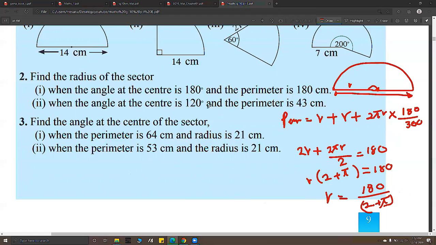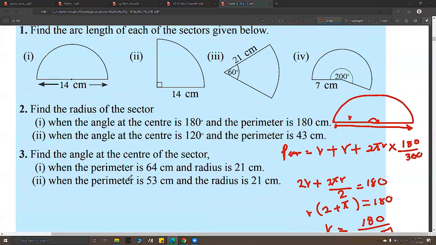So this is also another thing. When the angle at the center is 120, it means you consider a section which has 120 degrees around the center, and the perimeter is 43. The method is the same as in part one. What you did, you have to just repeat with the different values for part two. Find the angle at the center of the sector. These things you can go through.